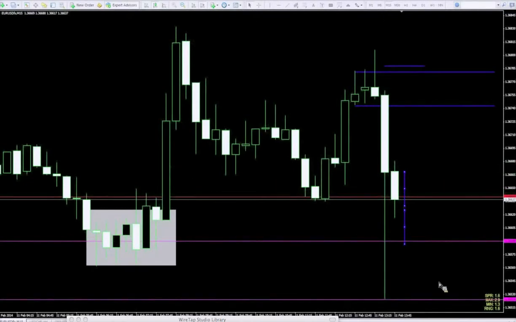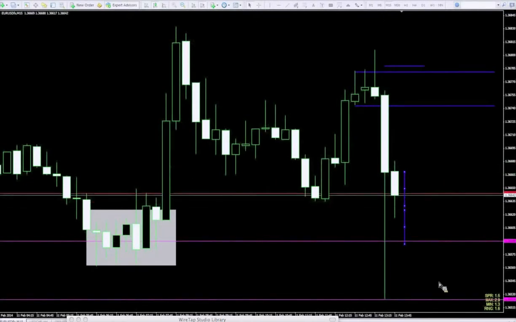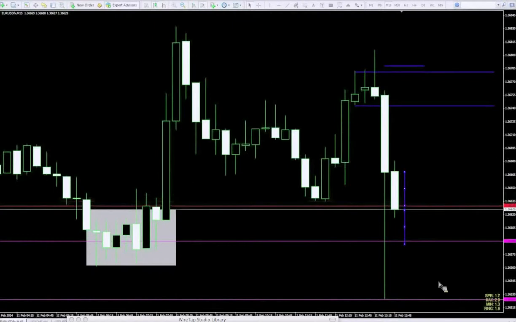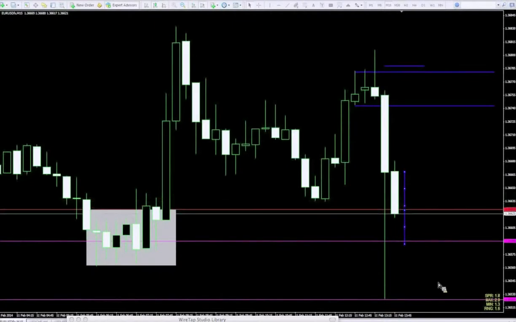Now, B is asking, is this trade setup suitable for all pairs? Yes, it is. It's suitable for all pairs, suitable for all time frames. All right. I particularly like it on the higher time frames because I like to scalp in.